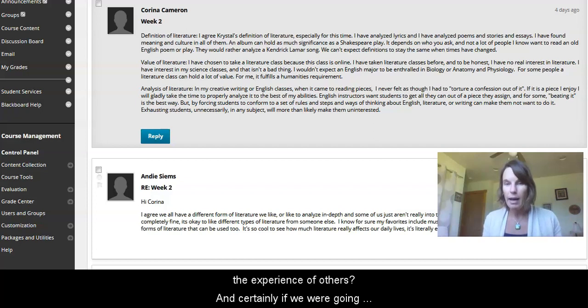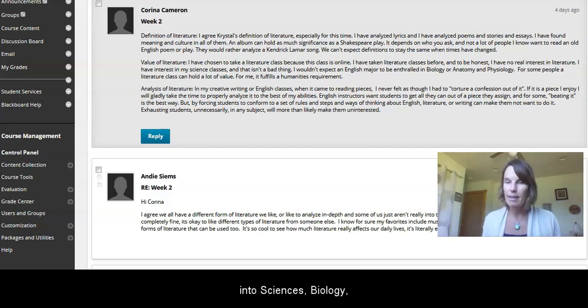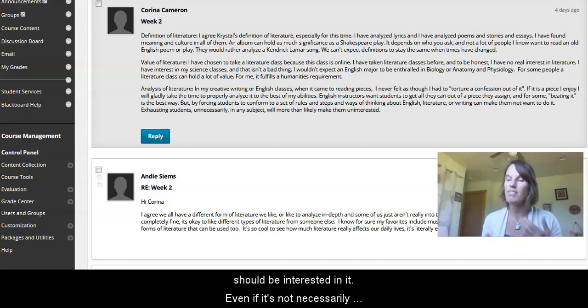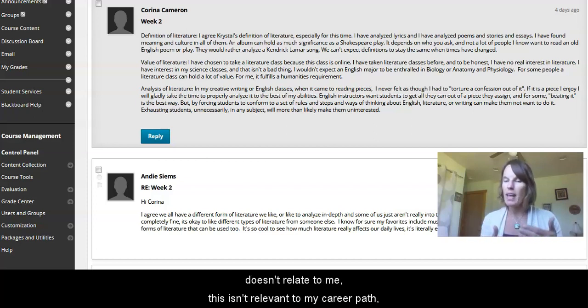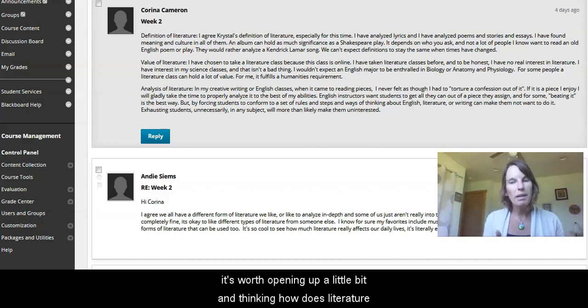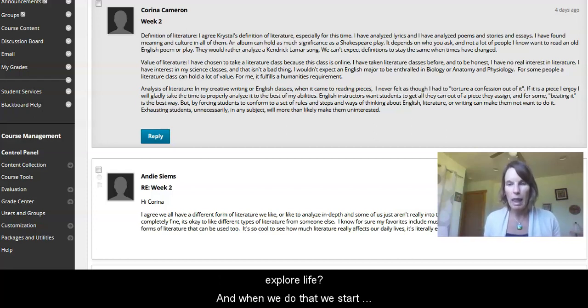And certainly, if we were going into science, biology, well, that's the human body, and I have a human body, so I should be interested in it, even if it's not necessarily what I'm drawn to. So those that think this doesn't relate to me, this isn't relevant to my career path, it's worth opening up a little bit and thinking, how does literature explore life?